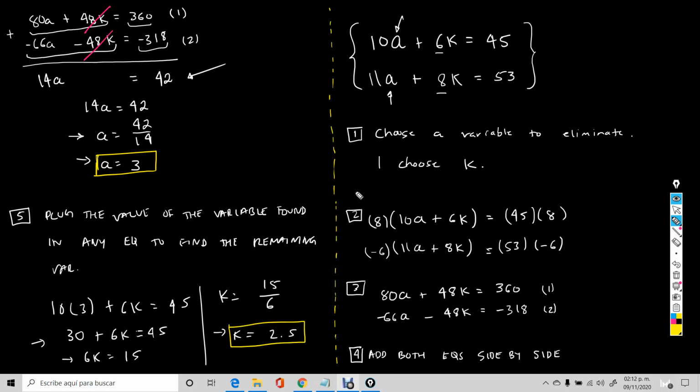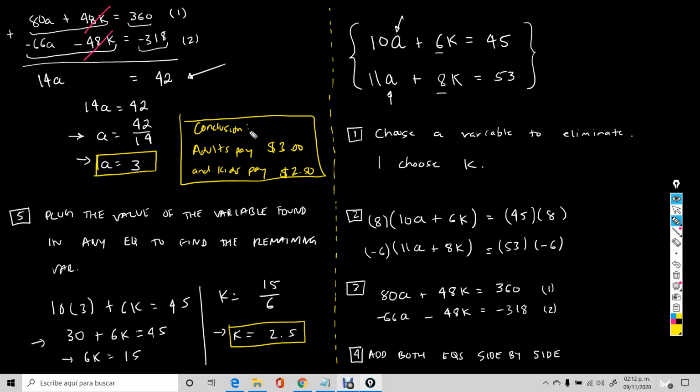So what can I conclude? Remember, what was A and what was K? A was the price of an adult ticket, and K was the price of a kid ticket. So basically my conclusion is this. Conclusion: adults pay $3 for the attraction and kids pay $2.50. That's it. This is my conclusion and I'm done.